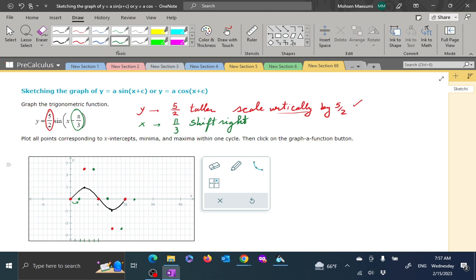So when I multiplied by 5/2, I came to this tall red curve. Then I let the pi third take effect, and now I am ending up with this green curve here. So this is y equals 5/2 of sine of x minus pi third.